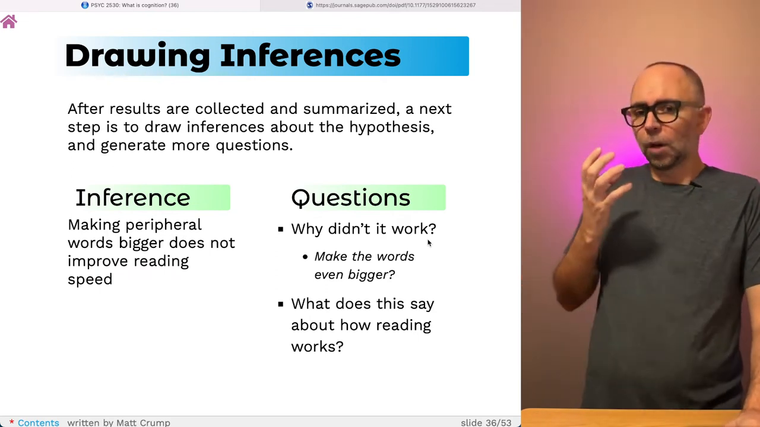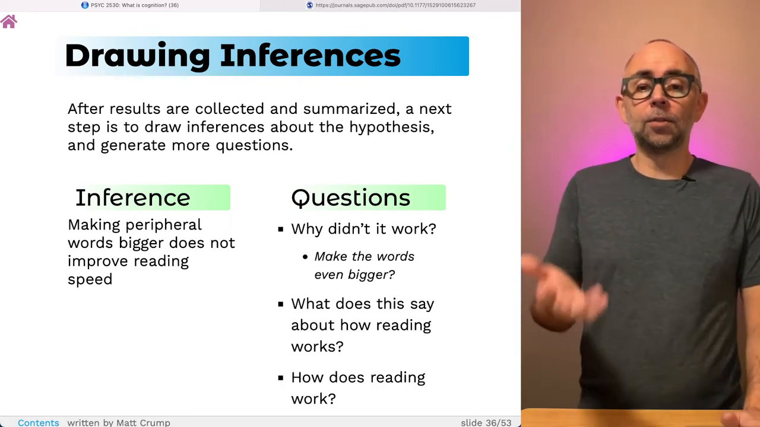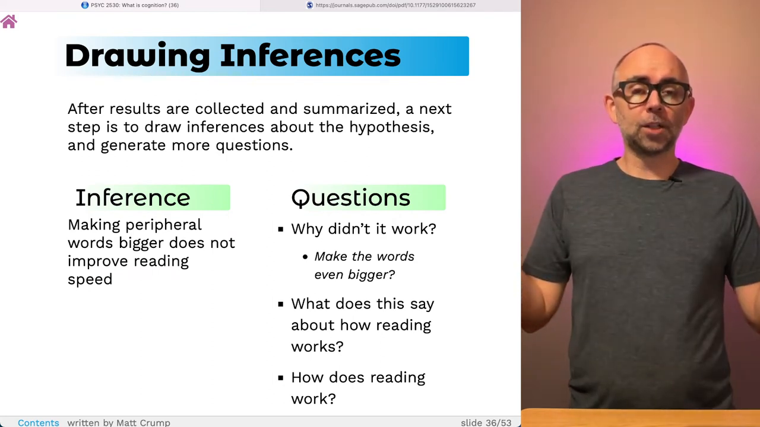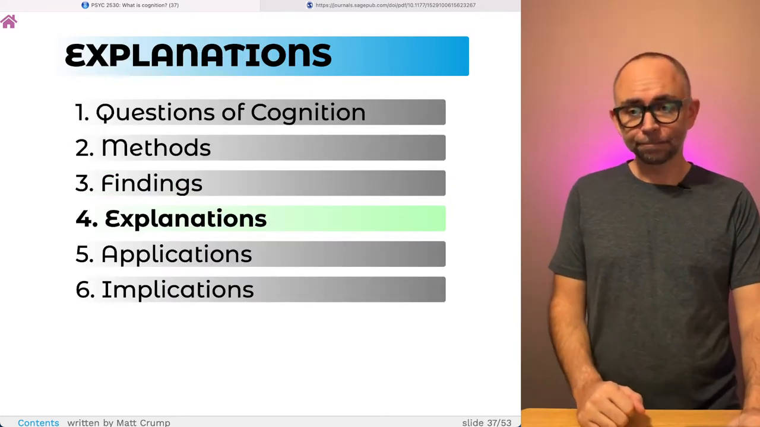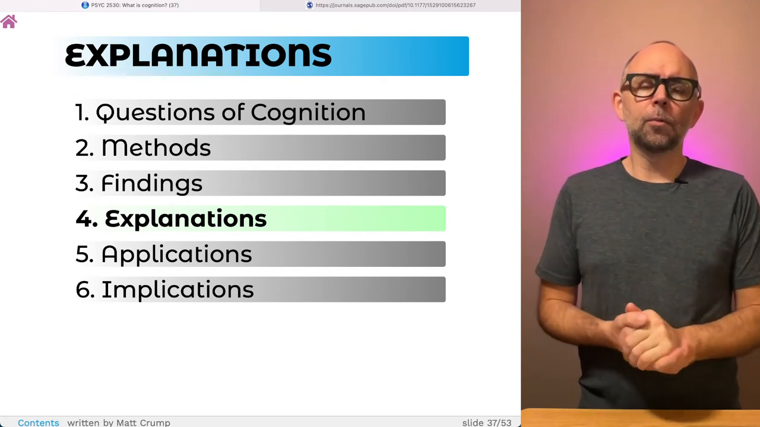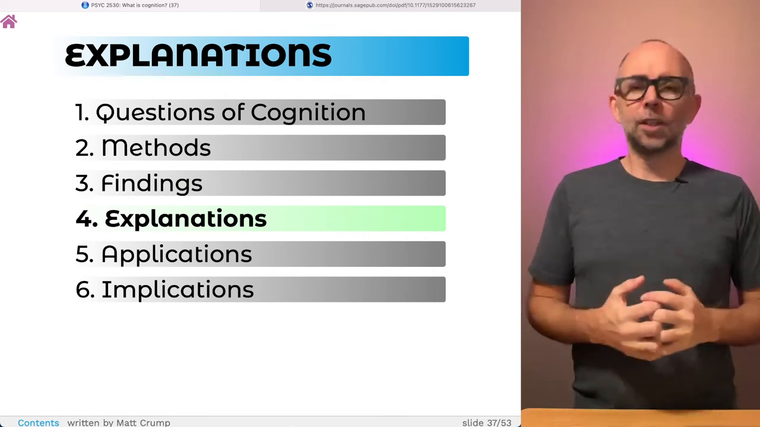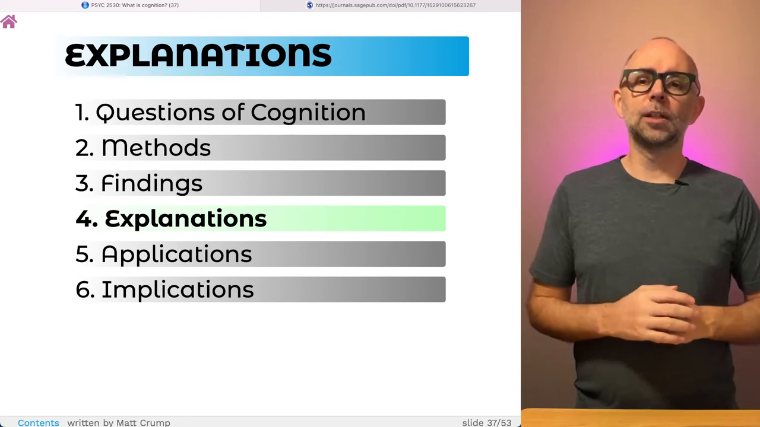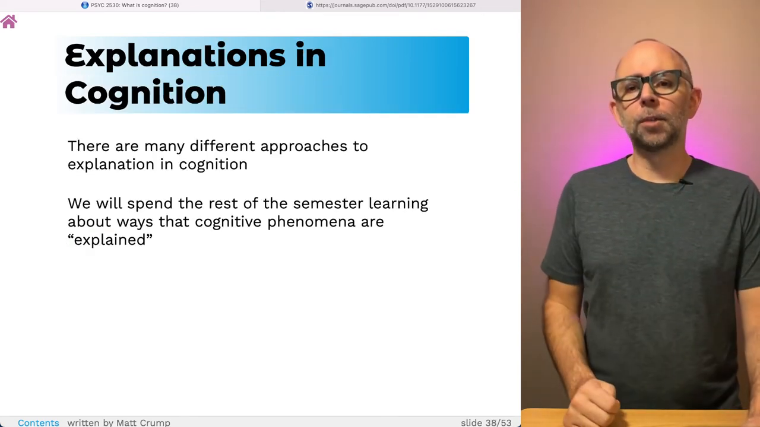We can draw back on our question and return to a broader question. How does reading work in general? These are big questions that require explanations. And what does a cognitive explanation look like? These are nuanced questions. We won't get into this so much in the topic of reading today. We're going to address these kinds of issues throughout the course when we look at specific phenomena.